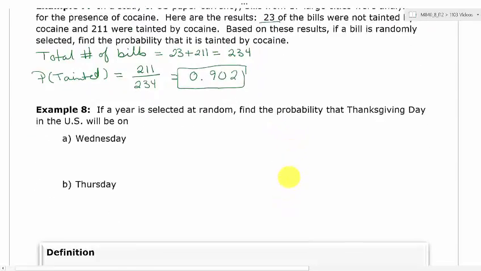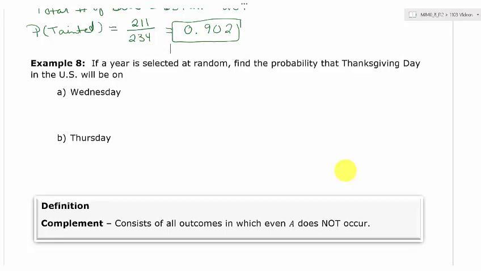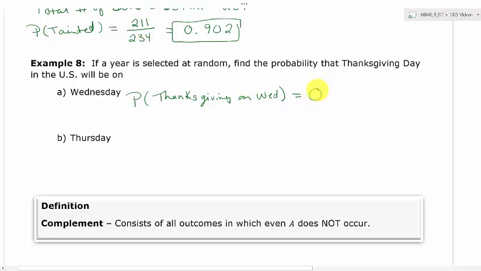In our next example, if a year is selected at random, find the probability that Thanksgiving Day in the U.S. will be on Wednesday. So, in the U.S., Thanksgiving is always on Thursday. And so the probability that Thanksgiving will occur on a Wednesday, it never will. And so that probability would be 0. It is fine to have a probability that's 0. We just can't have probabilities that are negative.